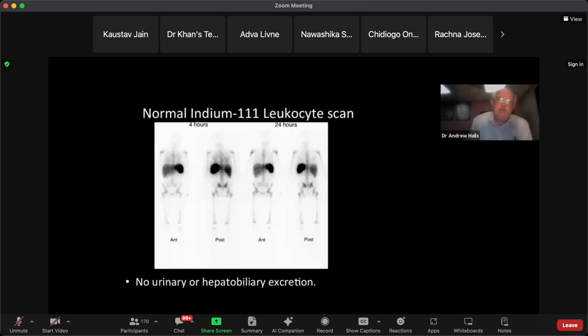Now, indium scans. White cell scan, you can use either indium or technetium. It's a matter of actually labelling the white cells. You need to take white cells off. You need a radiopharmacy on site to then re-inject the labelled white cells. Okay, so it's imaging at 4 hours, imaging at 24 hours. It's in the longer term isotopes.